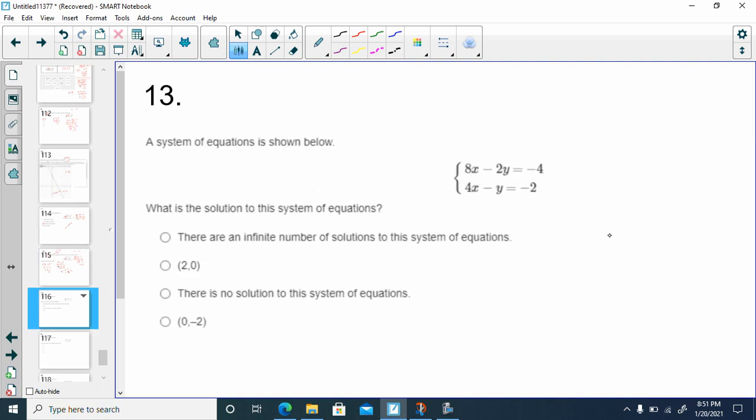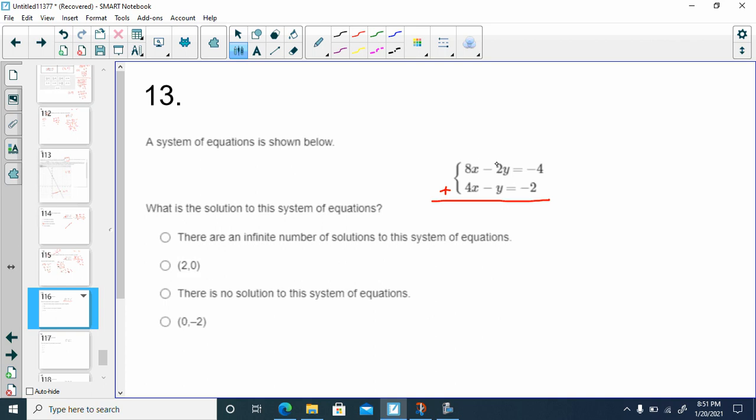Let's go to 13. A system of equations is shown below. What's the solution? Well, let's look at this, guys. If I multiply everything here by 2, I've got 8x, -2y, -4. I think we're going to have this such that they're the exact same solution, and we're going to have an infinite number of solutions. But let's check and see. We're going to try for elimination.